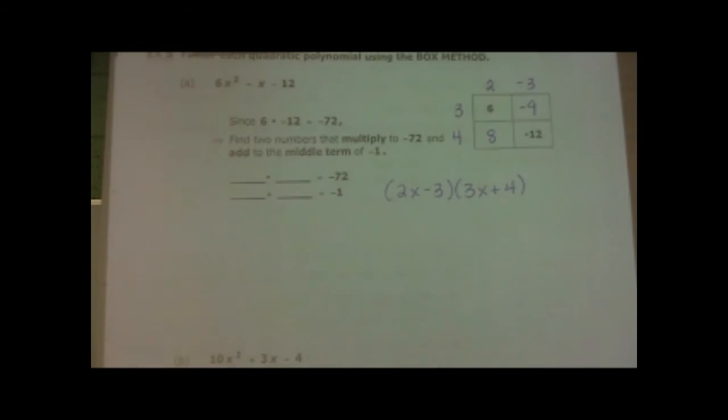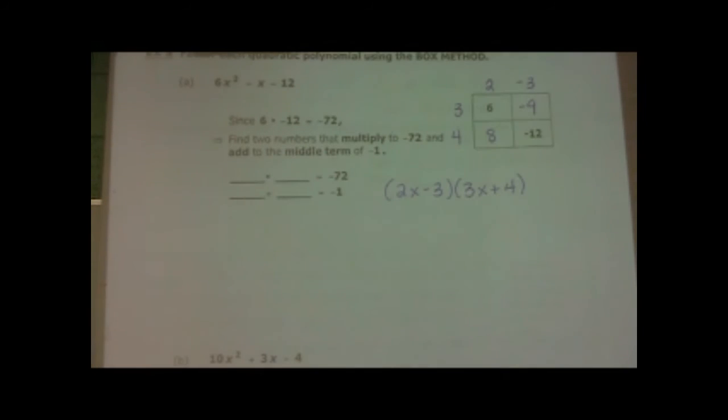That's 4. 3 times what gives me negative 9? That's negative 3. The 2 and the negative 3 mean 2x minus 3. The 3 and the 4, 3x plus 4. And always, you can check and make sure you've done this correctly simply by FOILing your two factors and seeing if you get the trinomial that you started with.